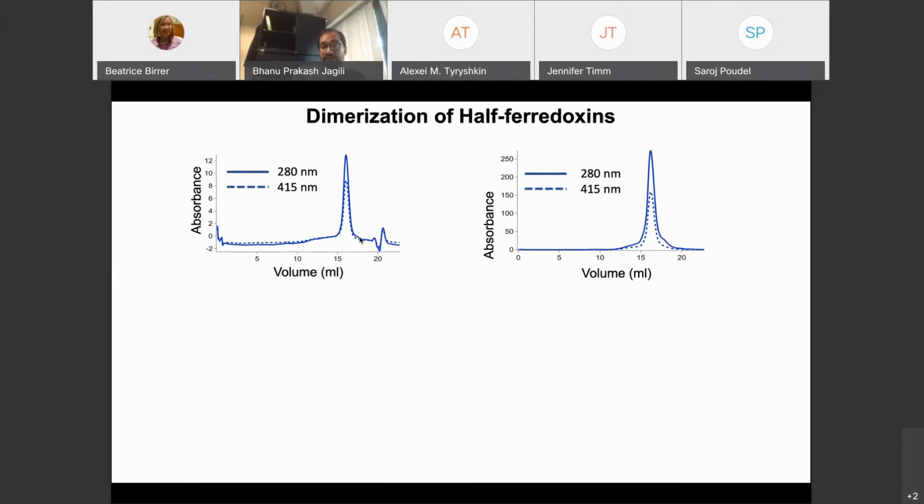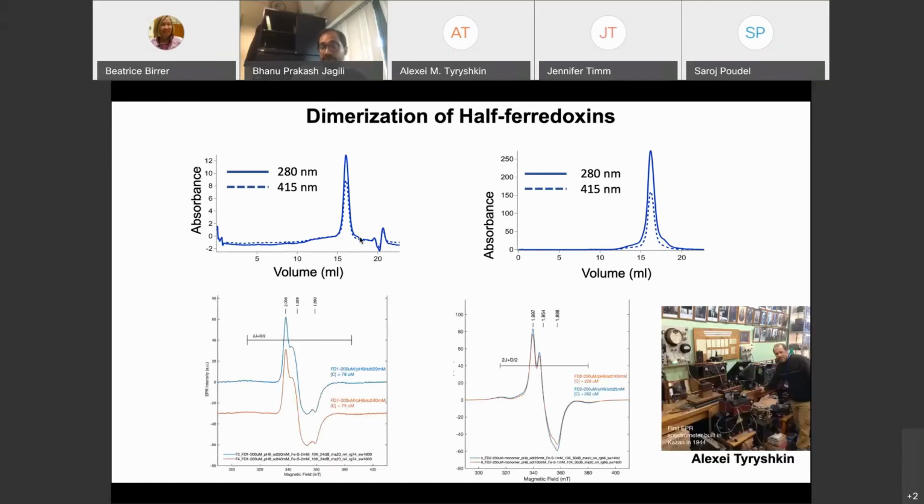So now we have this assembled cluster. To see the electronic structure, we have done EPR. This data was recorded by Alexei, who is an EPR specialist at Rutgers University. Here we see both these peptides can be 100% reduced with sodium dithionite, and we have a very good spectrum of a 4Fe-4S cluster. Looking at the small bump here and here, we can say that there are 2 clusters and they are coupled to each other.